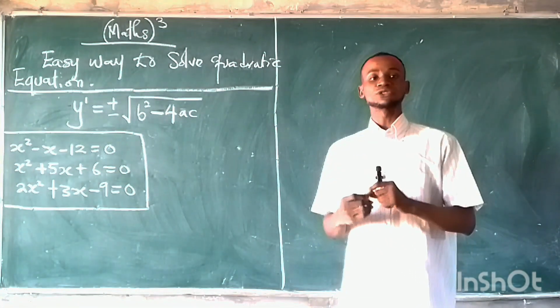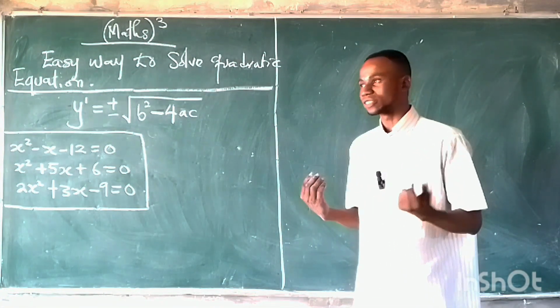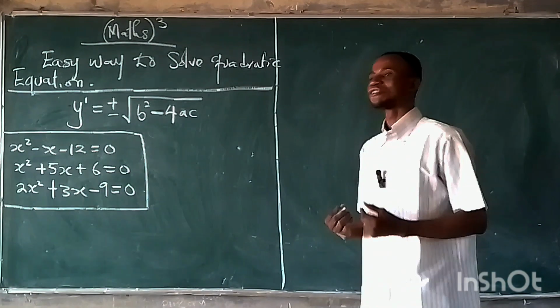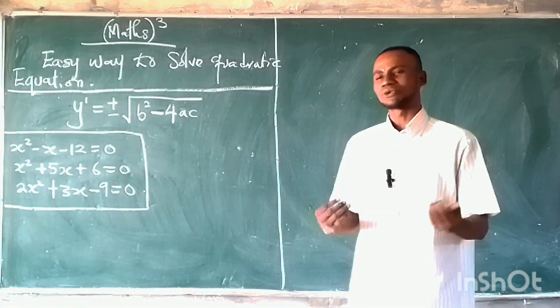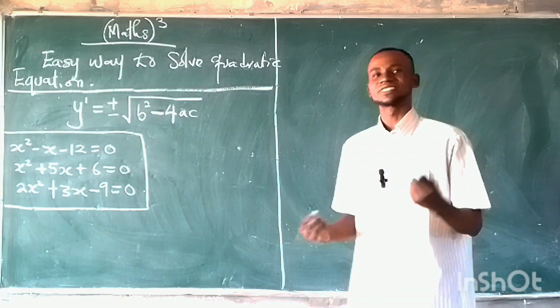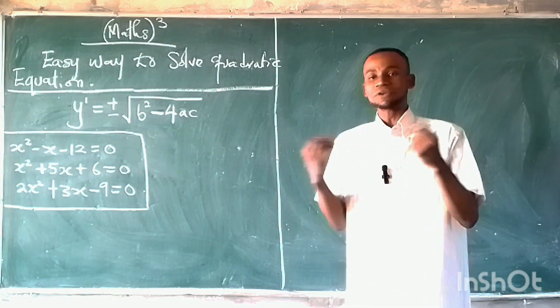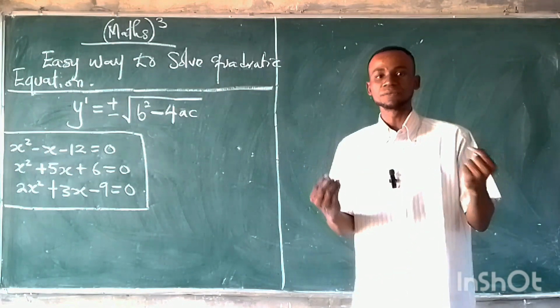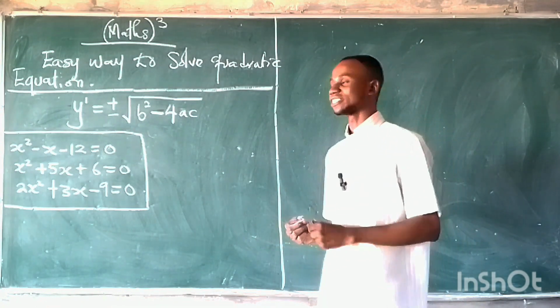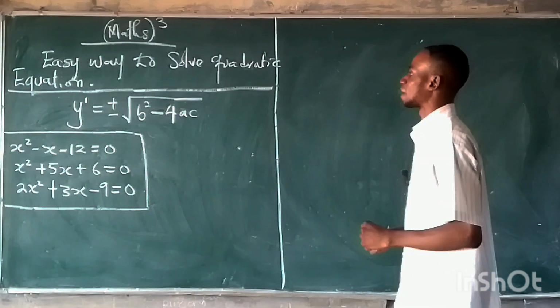Most especially when they want to solve it with the factorization method, a lot of students find it very hard to think about what the factors are going to be. Is it minus 2 or minus 3? What am I going to use? Some people make mistakes with the sign, the positive sign and the negative sign.